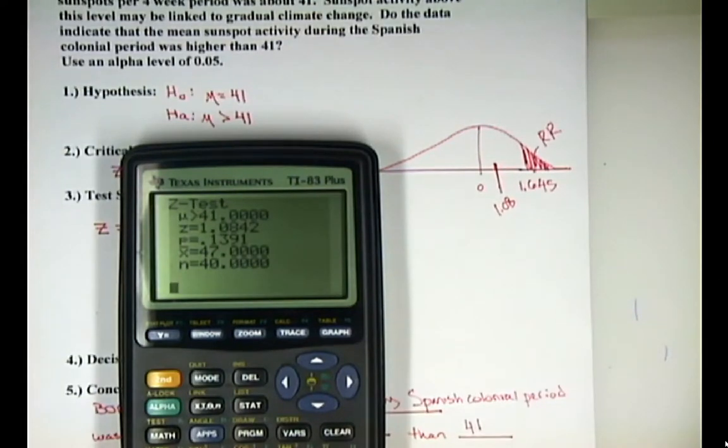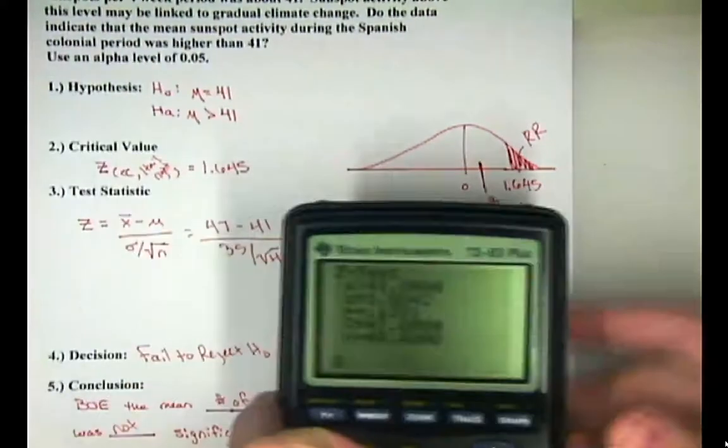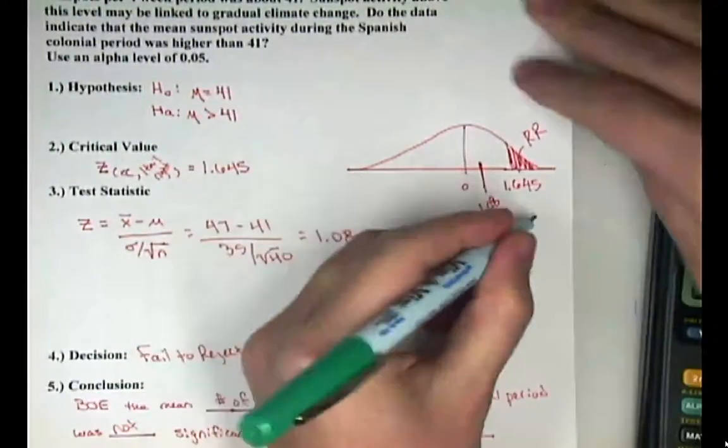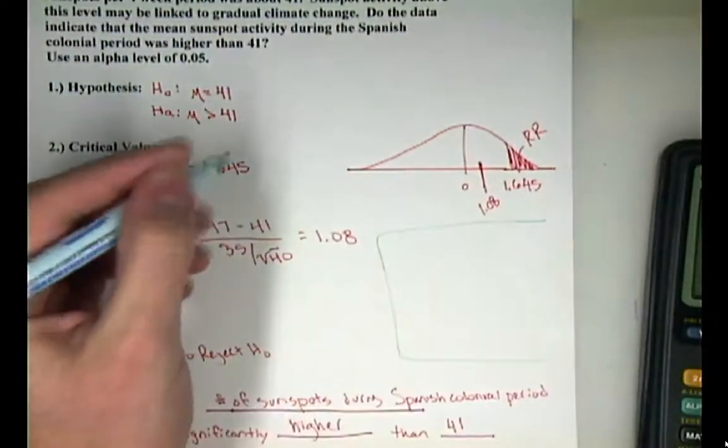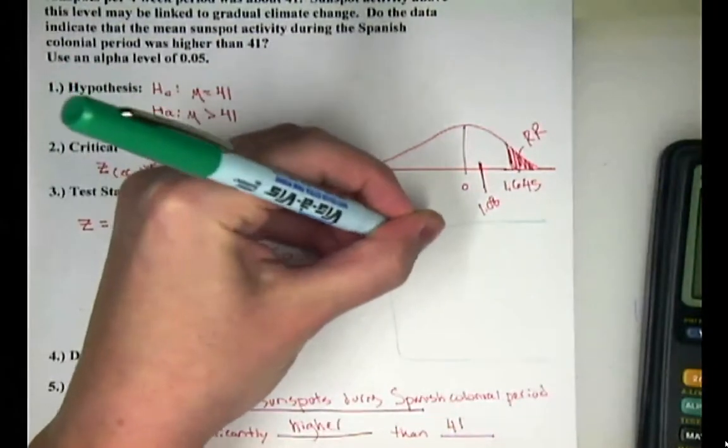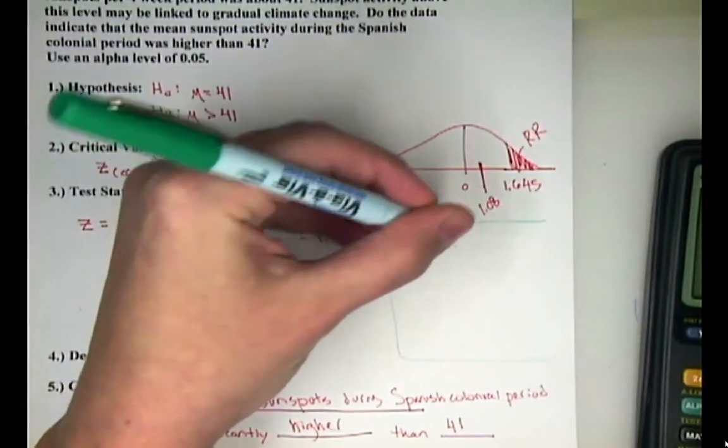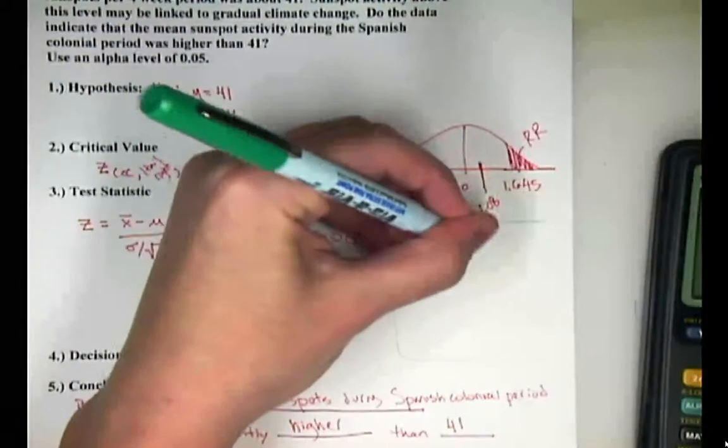A p-value is reported to us. So in green marker, I'm going to do over here the p-value. I'll write it down. Calculator is telling me it's 0.1391.